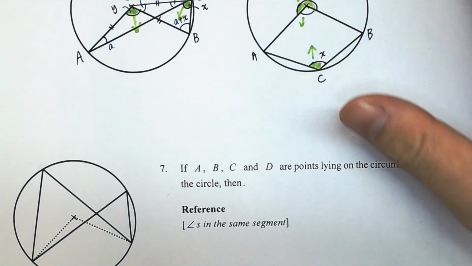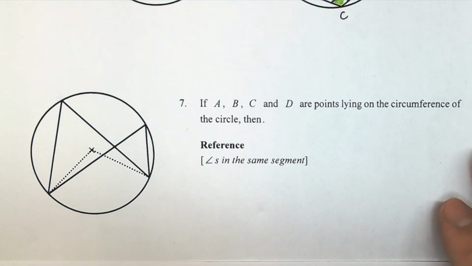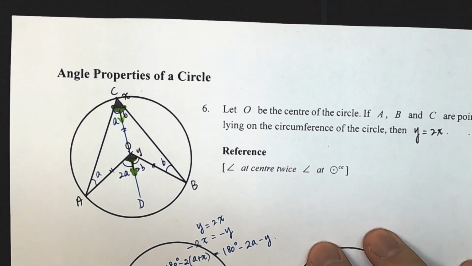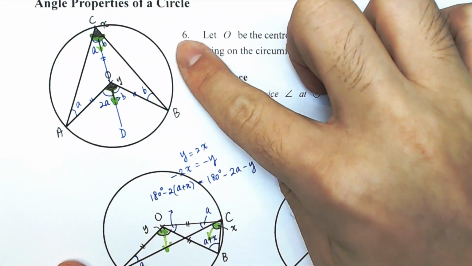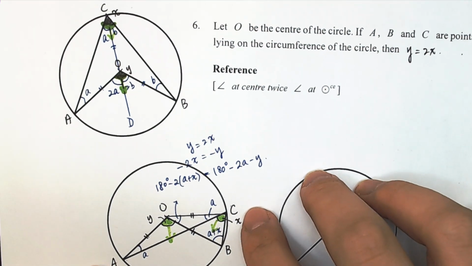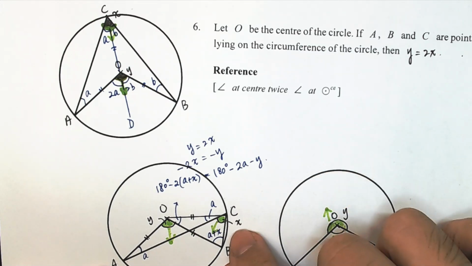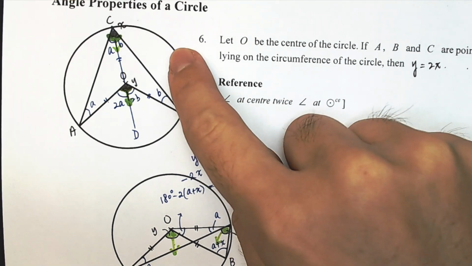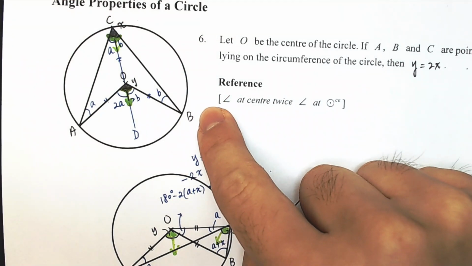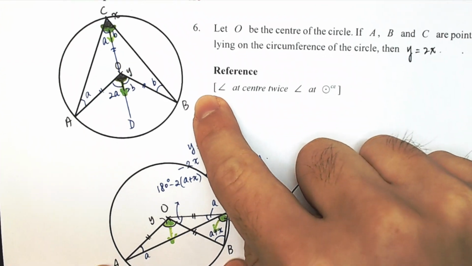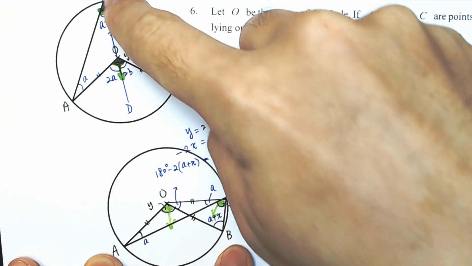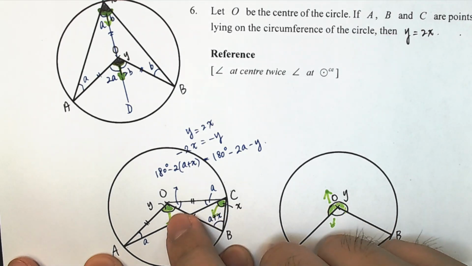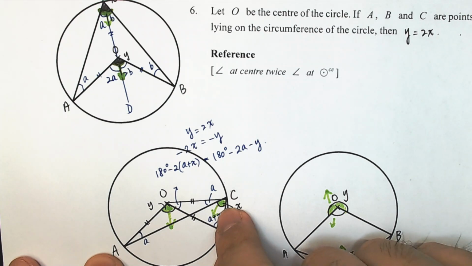Now the second one. The point C here, with the same position of A and B, can actually be any point on the same side. In this situation, C lies on the major arc of AB. No matter what the position of C is, we still have the relation y equals 2x. That means the angle at center would be twice the angle at the circumference.